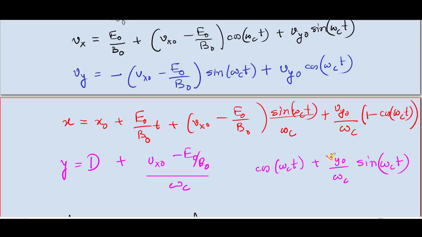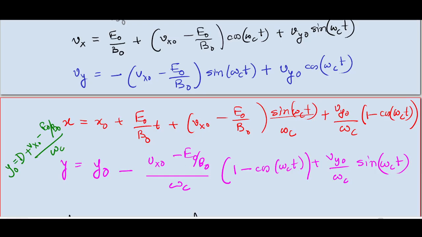What we need to do next is put in the initial condition that at t equal to 0, y is y0 in order to find out the constant d. And that is pretty straightforward. If you put in t equal to 0 in this expression, you get y0 is d plus Vx0 minus E0 by B0 by omega c. So, if you put in the value of d here, what you get is y0 minus this quantity, that's d. And so what we can do is take this common to 1 minus cosine omega ct plus Vy0 by omega c sine omega ct. This is my complete solution to the motion.